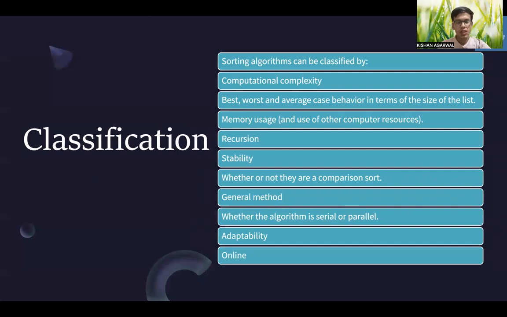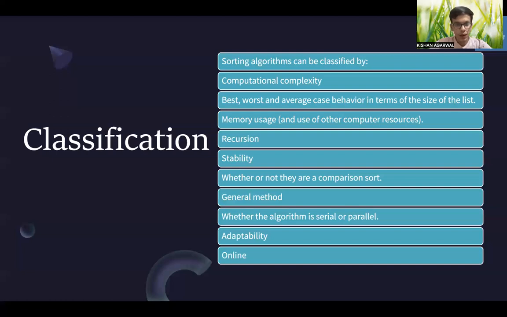Sorting algorithms can be classified on the basis of different parameters. First of all, computational complexity: best, worst, and average case behavior in terms of the size of the list. For typical serial sorting algorithms, good behavior is O(n log n), with parallel sort in O(log² n), and bad behavior is O(n²). Ideal behavior for a serial sort is O(n), but this is not possible in the average case. Optimal parallel sorting is O(log n).